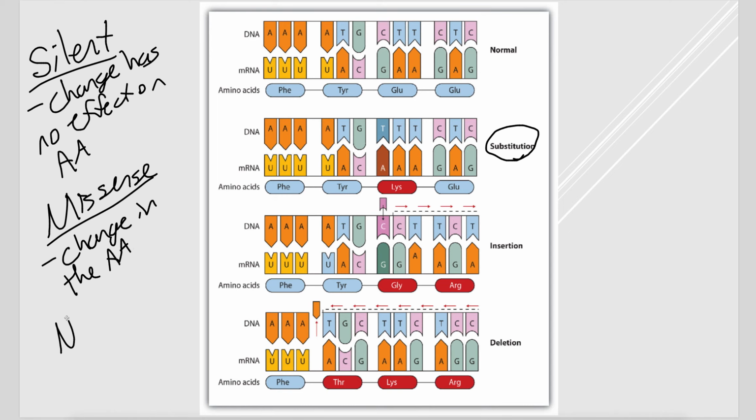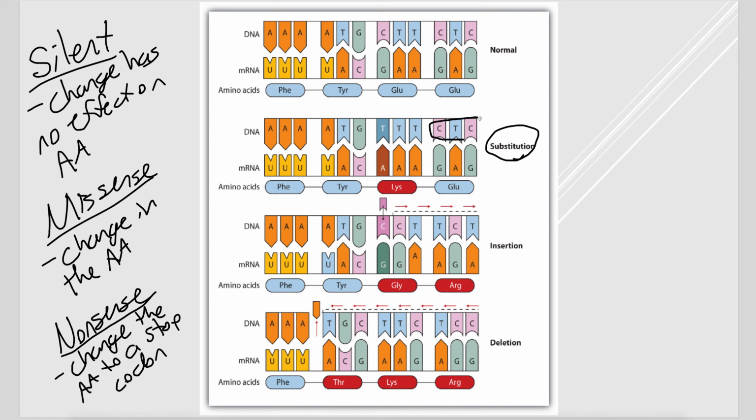And then finally, you can have a nonsense type of substitution. This is when you change the amino acid to a stop codon. Remember, a codon is just one of these 3 base sequences. A stop codon is a signal to stop making a particular protein, to end. That's why our proteins don't go on forever, they have to stop somewhere. These stop codons are the signals to stop that. So what happens in nonsense mutations is you get a protein that's too short.